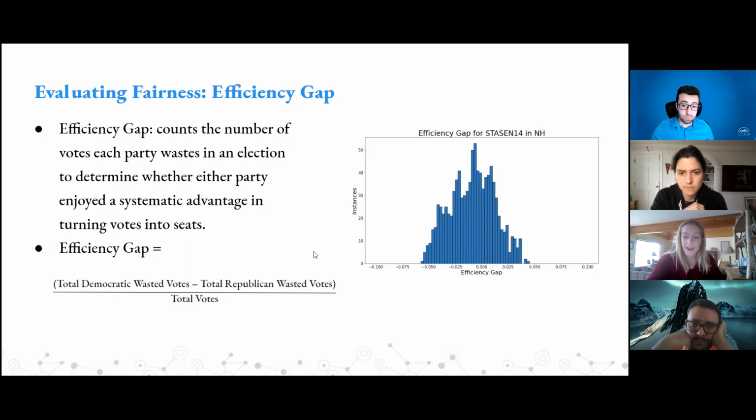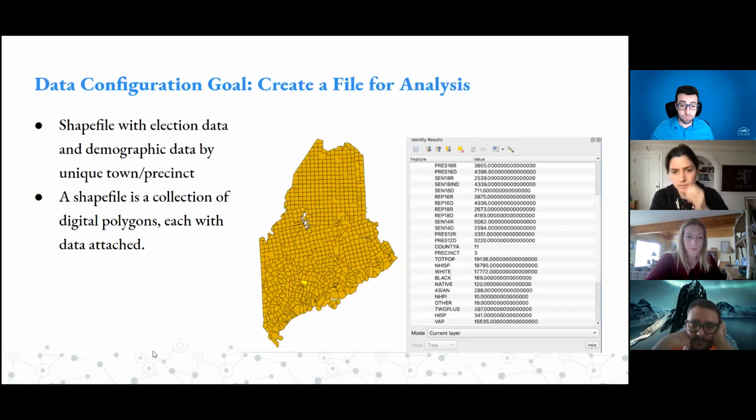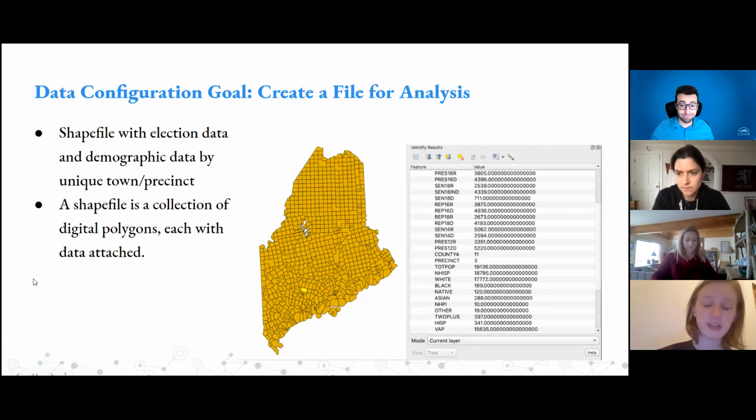Now I'll pass it on to Katie to talk about our experience with Maine. Hello, everyone. I'm Katie, and I worked on the data collection and analysis of the state of Maine this summer, but I'll be talking mostly about the data wrangling process.